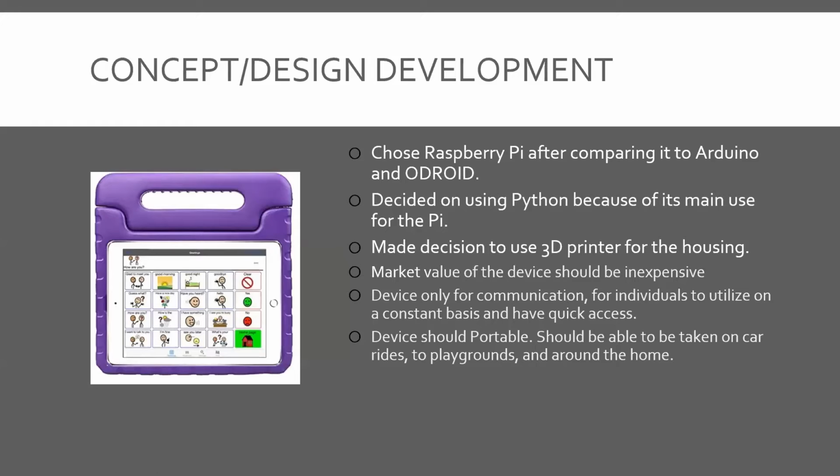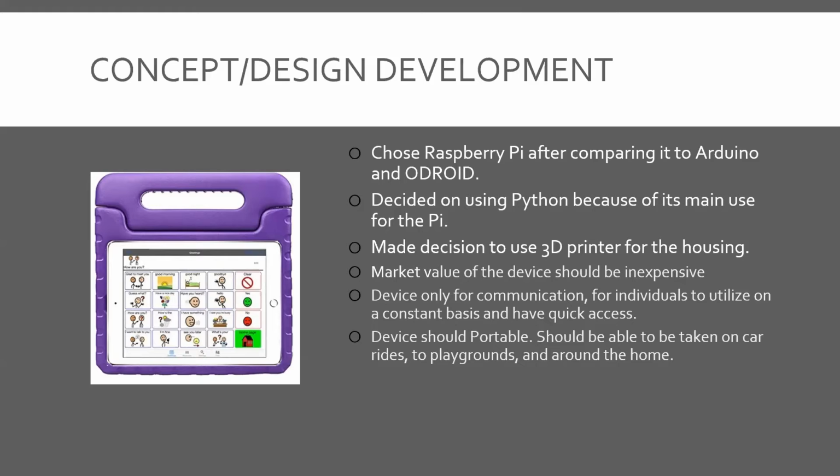For our project, we knew we wanted to use a microcontroller, so we compared the most well-known kinds and settled on the Raspberry Pi, as it was capable of doing what we wanted. We also chose to program in Python, as the Pi is mainly programmed with that language. We used 3D printing for the housing because we had access to it on campus and wanted a custom design fit for children. We also kept in mind the cost and portability, as we wanted it to be inexpensive and portable enough for users to take anywhere, such as schools and the playground.